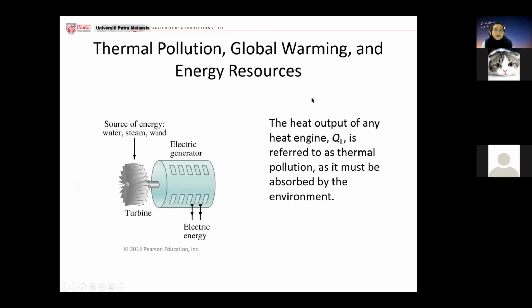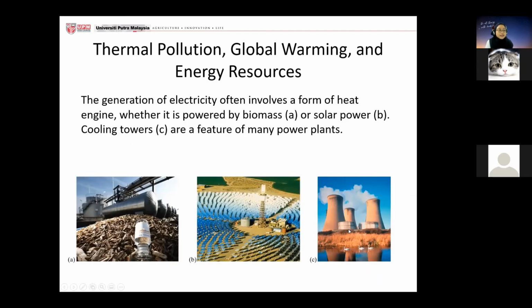Okay? So the heat output of any types of heat engine is referred to as thermal pollution, and it must be absorbed by the environment. Okay, so even if you look at the cooling tower here, they are actually dispersing the energy from the one that you collected, using the layman term here.